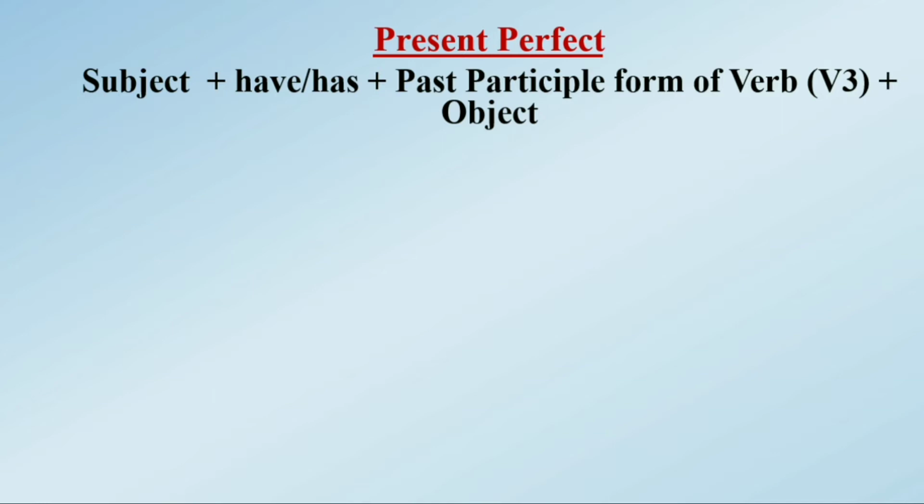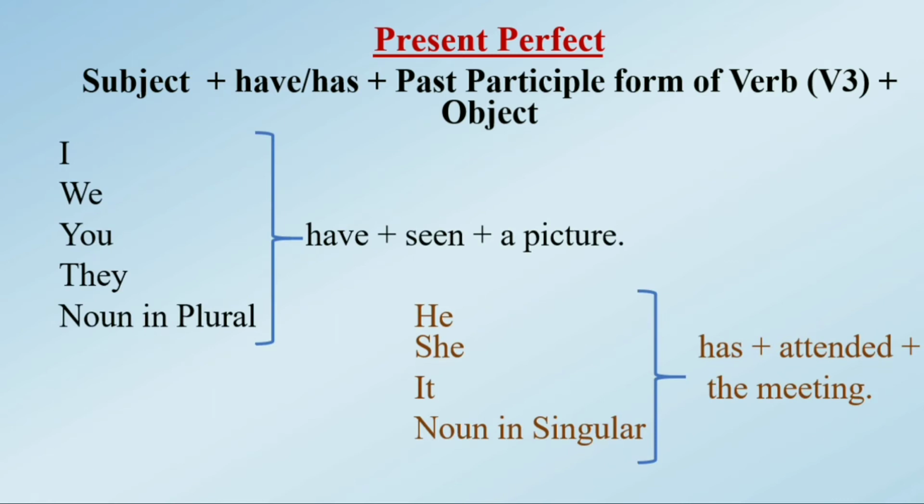So look into the usage of have or has. Along with I, we, you, they and noun in plural, we have to use have. Along with he, she, it and of course noun in singular, we have to use has. So this is the proper usage of have and has.